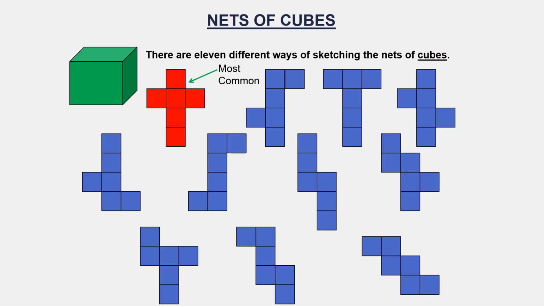So what we call those things are nets, and you can see a few of those there on the board on your screen. This is the net of a cube. We can see that it has 1, 2, 3, 4, 5, 6 faces. And they're joined in a particular way so that when we folded them back together it would form a cube.